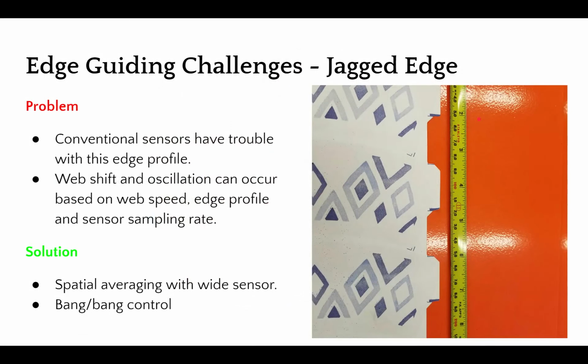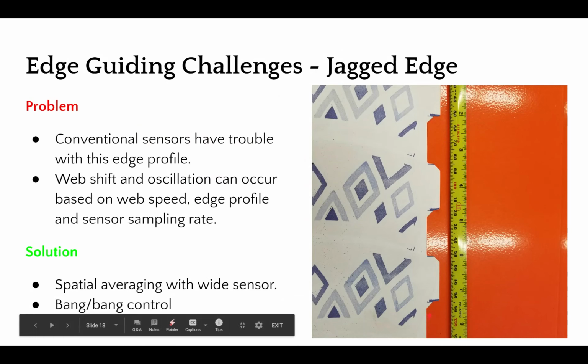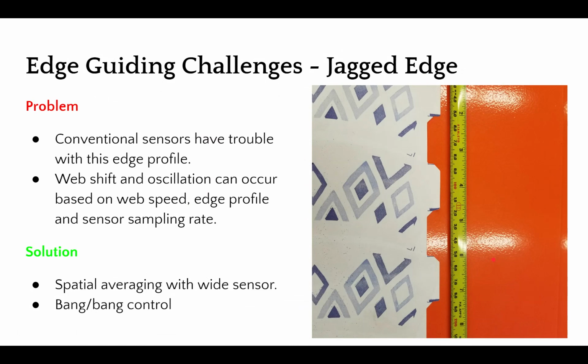Now, there might be some occasions where you have an edge that is deliberately like this. It's got a square wave or a sawtooth wave or some kind of profile that is deliberate for the product. Now, what happens in this case is that if you have a conventional sensor that is looking at this edge, that profile is going to be like a square wave.